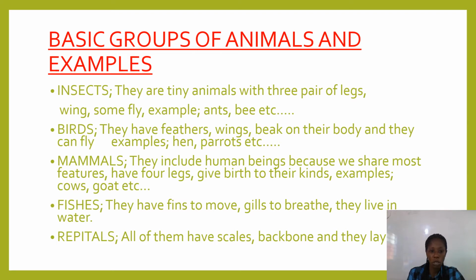Then we move on to the next one that we have, fish or fishes. They have fins to move and gills to breathe. They also live in water. And we also have the group of reptiles.